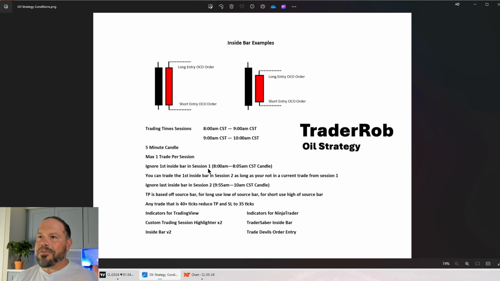But if we were to take that first 8 a.m. to 8:05 candle, my source bar would be pre-session. It would be the 7:55 to 8 a.m. candle. That is invalidated, okay?